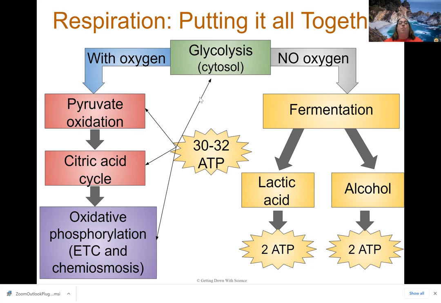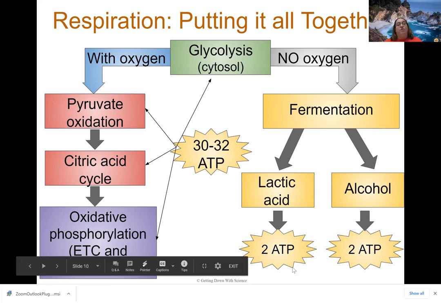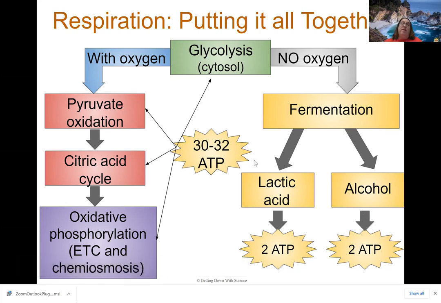So let's kind of put the whole picture together. Glycolysis happens in the cytosol, in all living things. If there is oxygen present and mitochondria, we go through pyruvate oxidation, the citric acid cycle, and oxidative phosphorylation, and we can make somewhere around 30 to 32 ATPs. When there's no oxygen, we have fermentation, which could either be lactic acid fermentation or alcoholic fermentation, and each of those will make 2 ATPs. Obviously, the process with oxygen is much more effective in providing us with energy from the glucose.